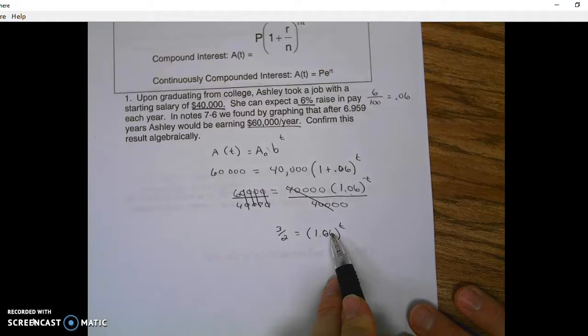Spring break. Where am I? Before Easter break.